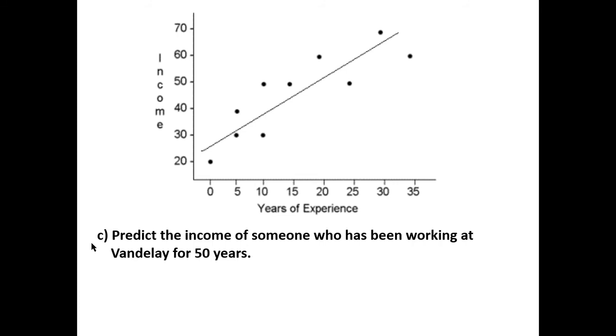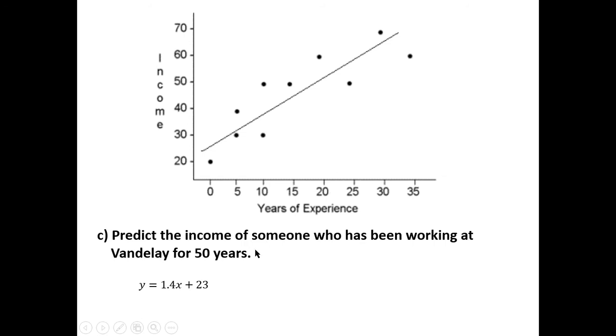So in our last video, we created the scatter plot and drew our line of best fit. And then we came up with a prediction equation. Now in this part, we're actually going to use the prediction equation. The equation that we came up with was y equals 1.4x plus 23. And what that equation does is it compares a person's years of experience at Vandelay Industries to their yearly income. And we can already tell from the graph that as your years of experience go up, your income is going to go up as well.